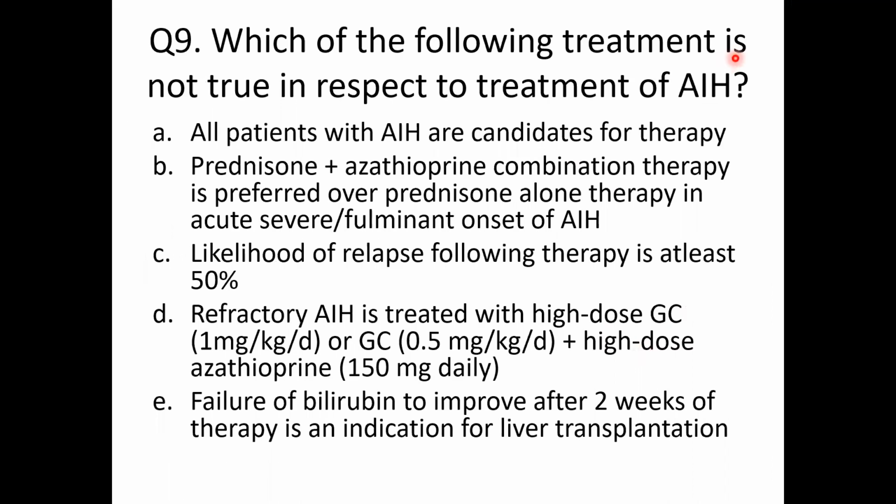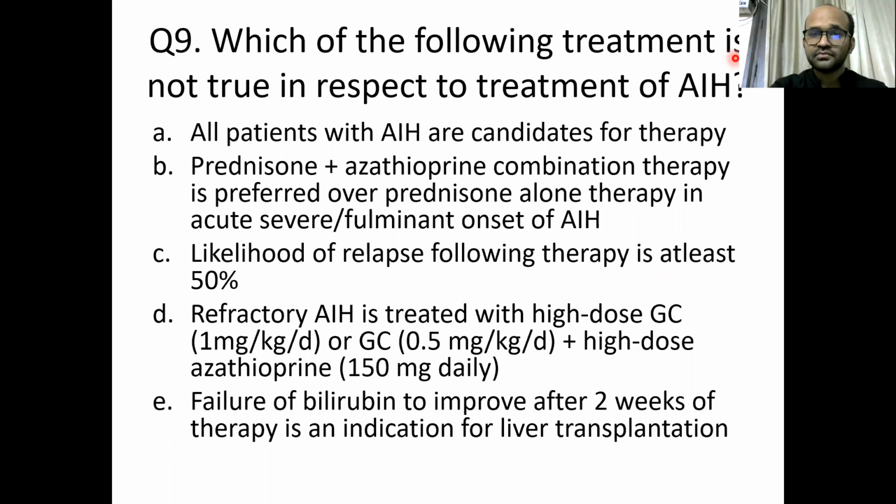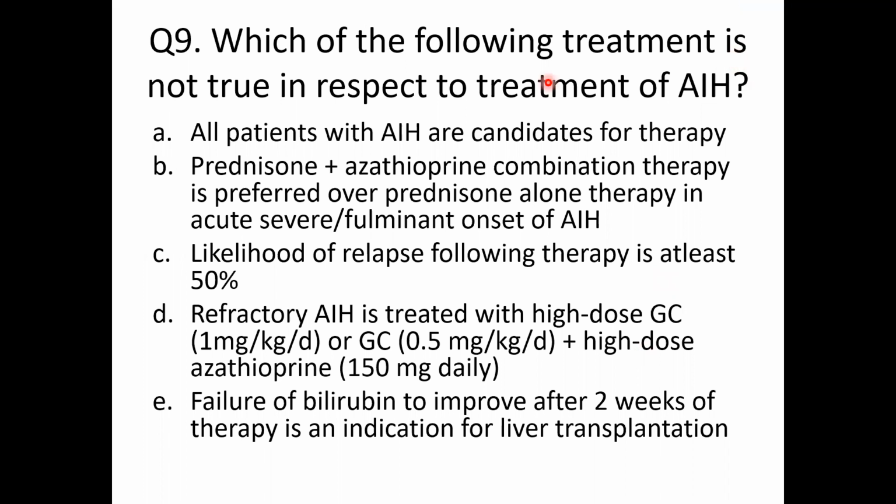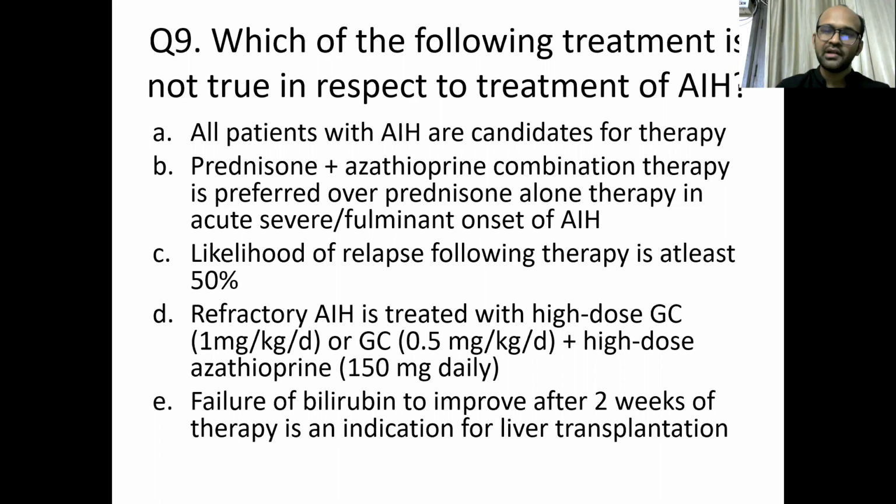Now, which of the following treatment is not true in respect to treatment of autoimmune hepatitis? So if I go by Harrison, the first statement is incorrect, but as per Schlesinger, all patients with autoimmune hepatitis are candidates for therapy, right? But it is only the urgency of treatment which is being decided by the grade of autoimmune hepatitis. If it is severe, you will go for immediate therapy. If it is mild, you can wait for some time. But eventually, all patients will require treatment.